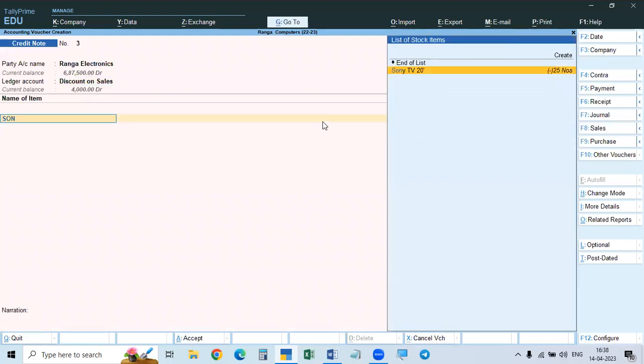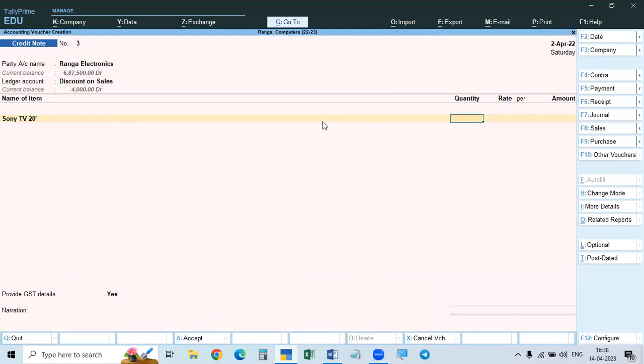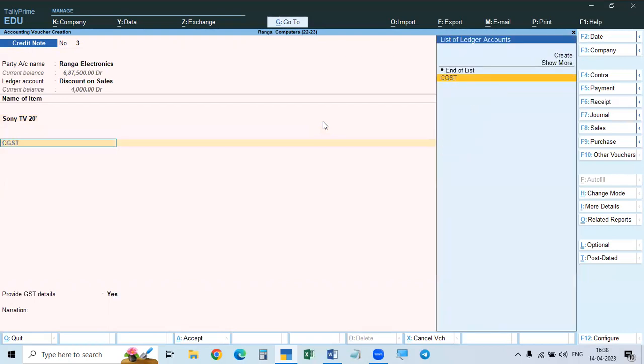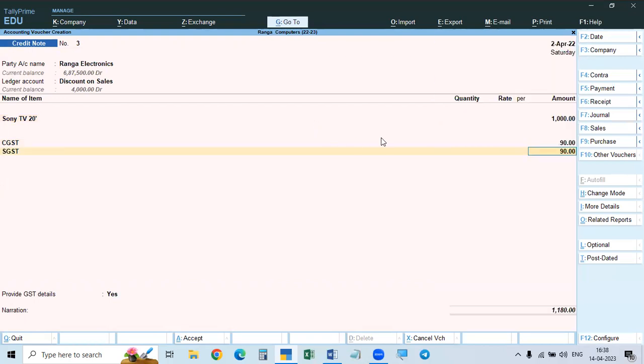Here, Sony TV 20 inches. Are we making any changes in the quantity? No. Value also we are not reducing. We are just giving a discount of 500 rupees per number, that is per 1 unit. There are 2 units only. TV is 2 numbers. So 2 into 500, 1,000 rupees we will give. Ranga Electronics, I think it is CGST, yes, 1,000 rupees means 9%, 9%.